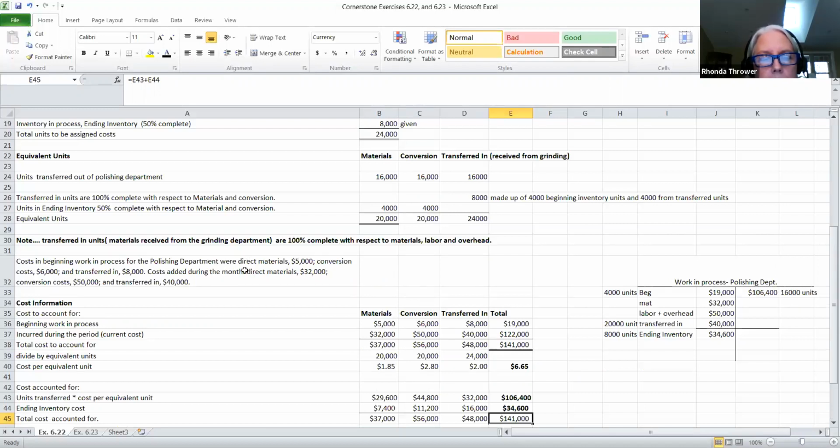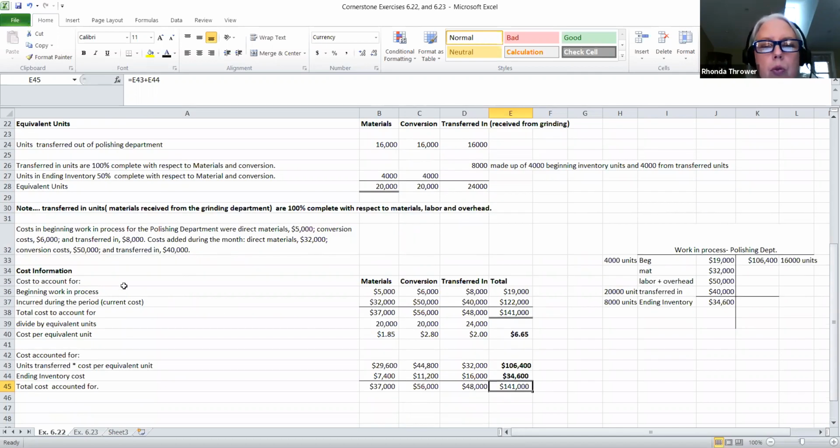Then they gave us the cost of the work in process: direct materials, conversion, and transferred in cost. That's the beginning work in process, I should say. The costs added during the month, the current costs, are direct materials of $32,000, conversion $50,000, and transferred in cost of $40,000. So when you're recording your cost information, just like with your equivalent units, you're going to have three basic columns. I just added an extra one in here so we could keep a total of all these things so we can reconcile our cost a little easier.